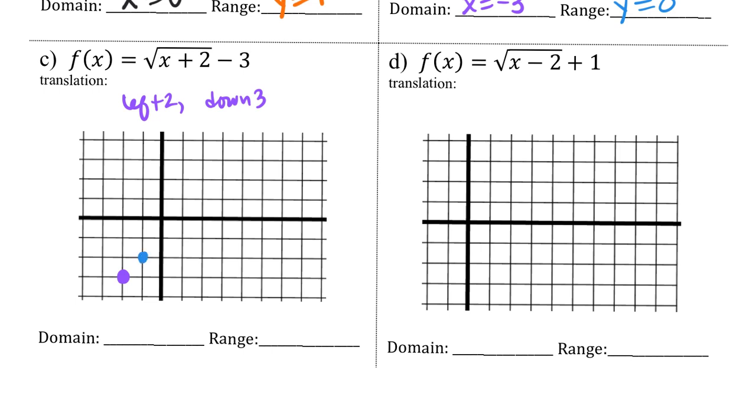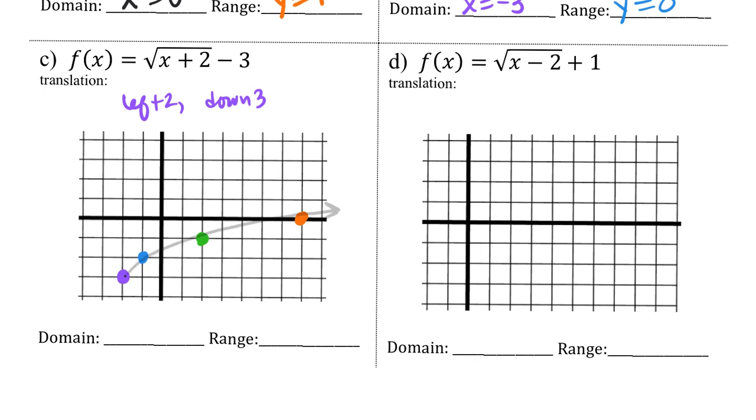Okay, the square root of 4 is 2. 1, 2, 3, 4, 2. If I have room, the square root of 9 is 3. 1, 2, 3, 4, 5, 6, 7, 8, 9, 1, 2, 3. So it started left 2, down 3, and it's going to go to the right.